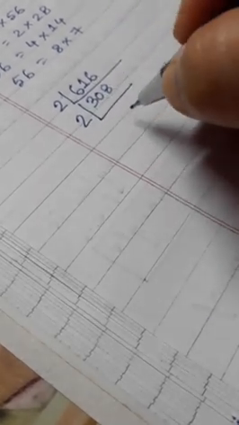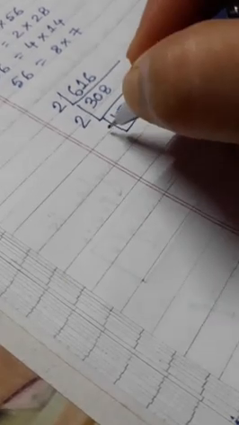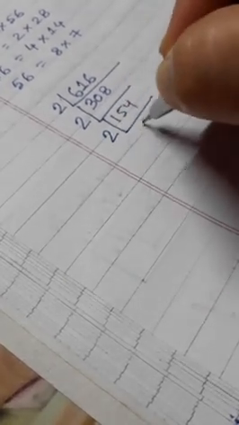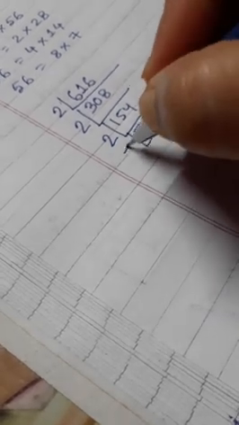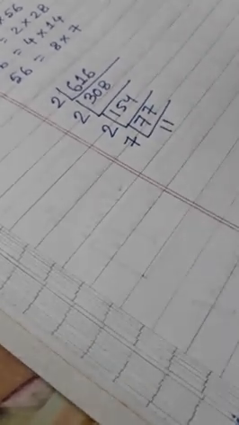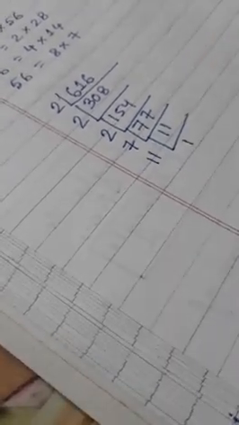So now again we divide by 2, and we will get 154. Then again it is divided by 2, so 7 and 7. Then again 7, then 11, we will get 11, and when we divide 11 by 11, we will get 1. Okay, so you see here what the factors are.